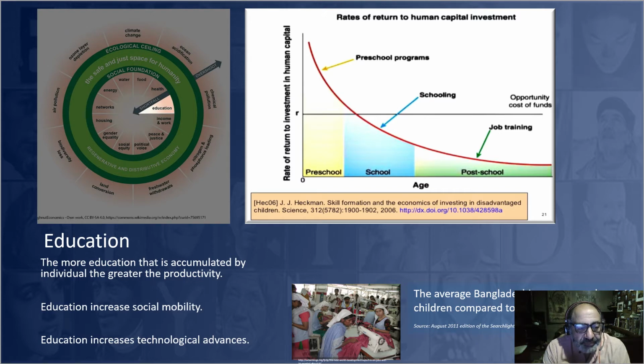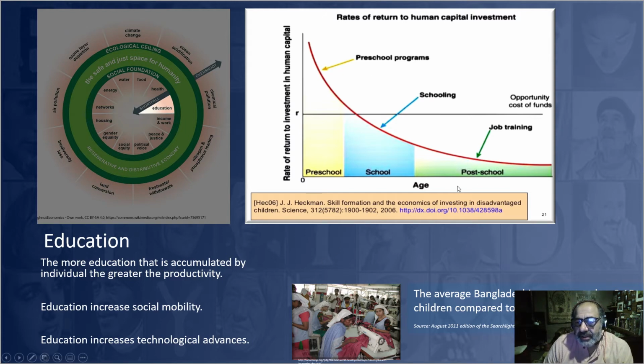And the more education that is accumulated by the individual, the greater the productivity, because if you have a country of educated people, in theory, they produce more valuable products and services. Education increases social mobility because it increases your salary, the neighbourhood you live in, the people you surround yourself with. So you've got the opportunity to move up, if you like. It increases technological advances, obviously. And if you look at this chart here, I just want to show you this one.